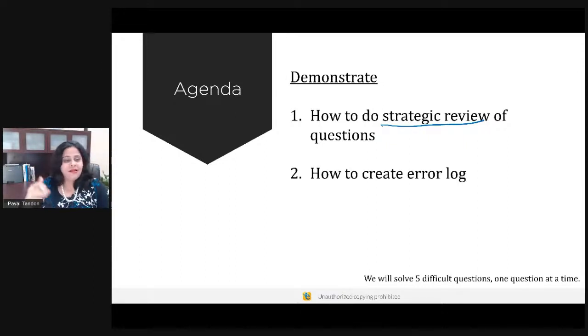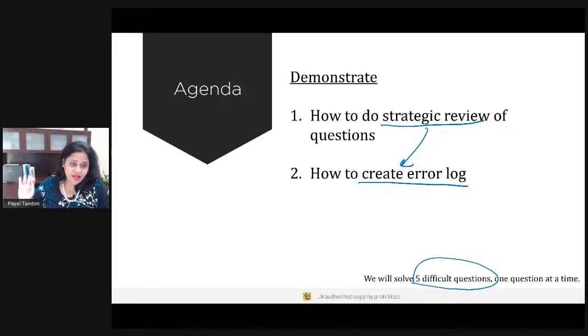And then based on the strategic review, I'm going to tell you how you create an error log. What kind of entries should you be making, not are you going to be making, should you be making in your error log so that the purpose of the error log is met? For this, we're going to solve 5 difficult questions. Difficult questions are where your goal is.